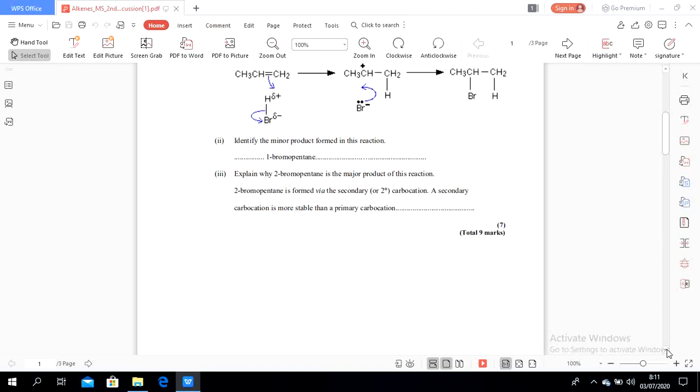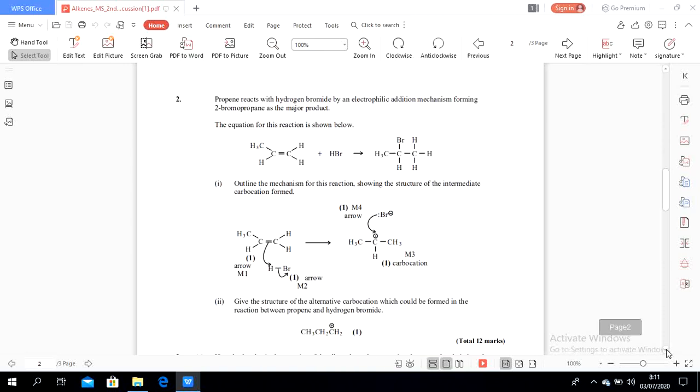Next, let's continue to number 2. Propene reacts with hydrogen bromide by an electrophilic addition mechanism, forming 2-bromopropane as the major product. Remember, again, this one is about electrophilic addition of alkene. So the equation for this reaction is shown below.